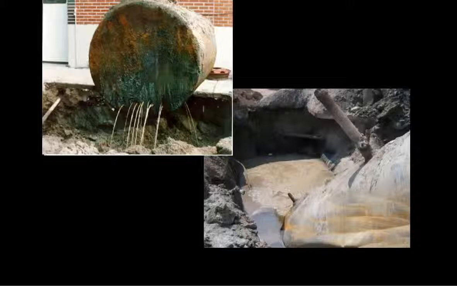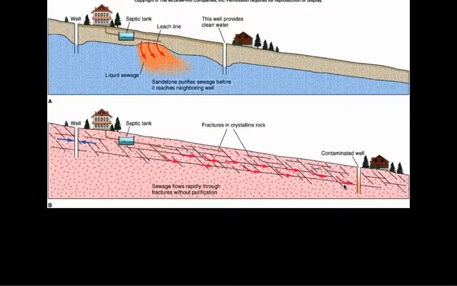Here's a leaky underground storage tank. Here are some leaky chemicals. This is really happening. It's not just made up stuff. Here's another typical situation where you have a well with your house, and it's good. Your septic tank, where all your sewage goes, I'll put it that way, and your leach line are down here.